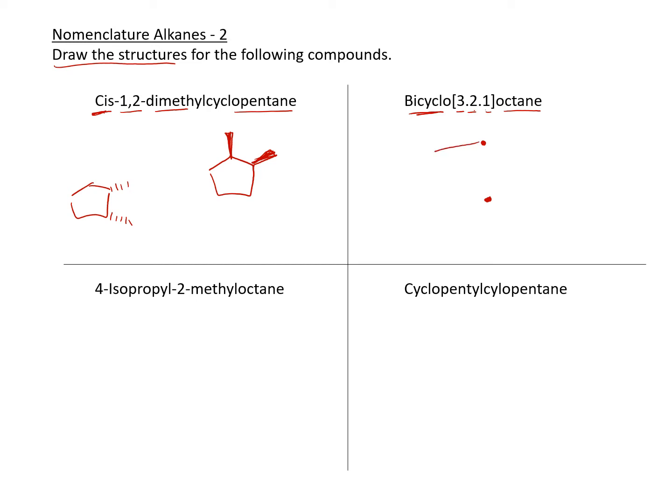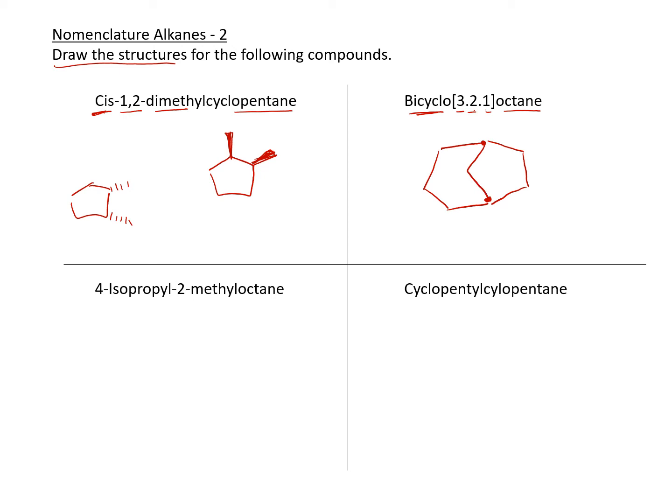So 3 carbons. Oops. So let's erase that one and draw that one again nicely. So 3 carbons, 1, 2, 3. So that's 3 carbons that are joining together. Then we have 2 carbons on the other side. Whichever side, it doesn't matter. Remember, these are the bridging carbons that we are drawing. And then 1 carbon, that is the third bridge.